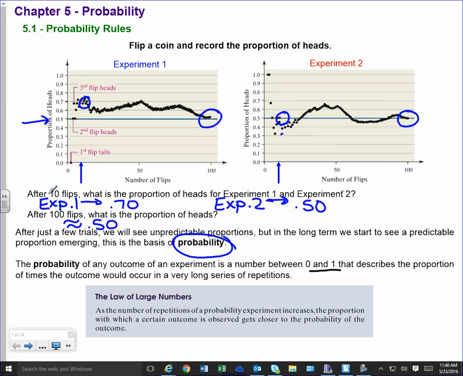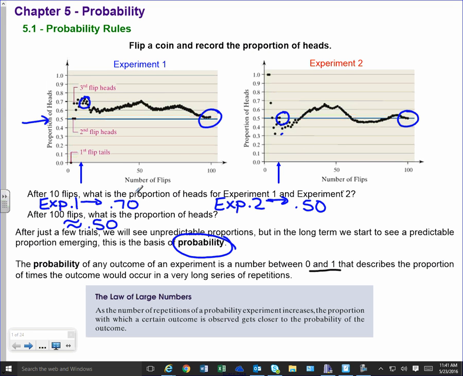So this says after 10 flips, what is the proportion of heads for experiment 1 and 2? If we look at experiment 1, it looks like 10 flips is somewhere in here. So the proportion of heads is about 0.7 or 70% of our flips were heads. Over here in experiment 2, on the 10th flip we were around 50%. After about 100 flips, what is the proportion of heads? Here you see we're approaching that 0.5 number, and also the same thing over here in experiment 2.